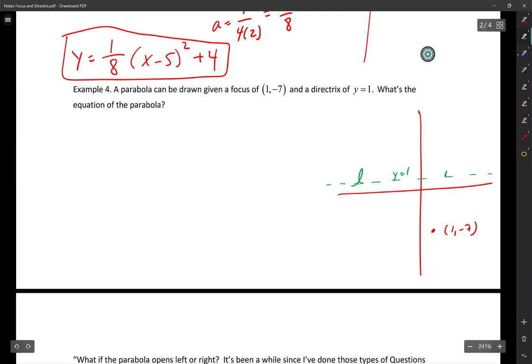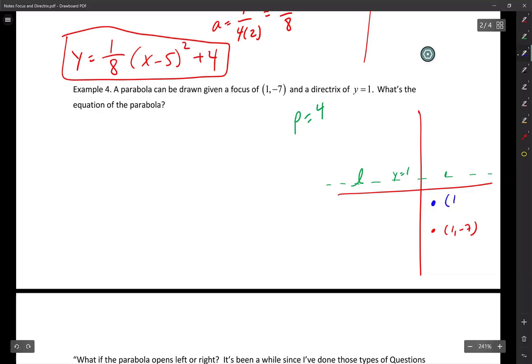This has a y value of 1. This has a y value of negative 7. The vertical distance or vertical displacement between negative 7 and 1 is 8. What's 8 divided by 2? So the p-value is 4. I'm going to go 4 down. You can go 4 down from the directrix or you can go 4 up from the focus. It does not matter. I'm going to put that point right smack in the middle.